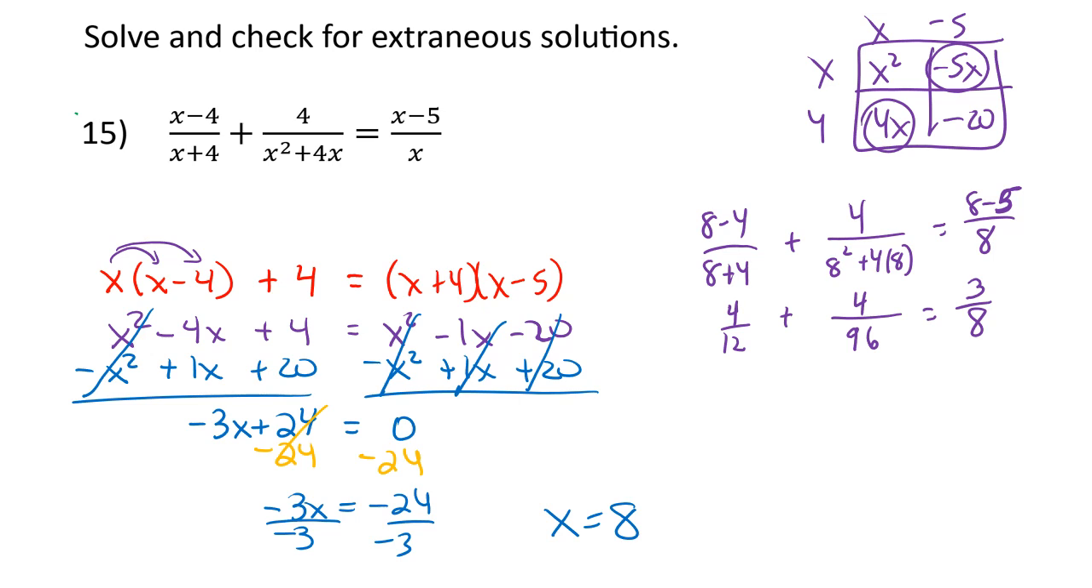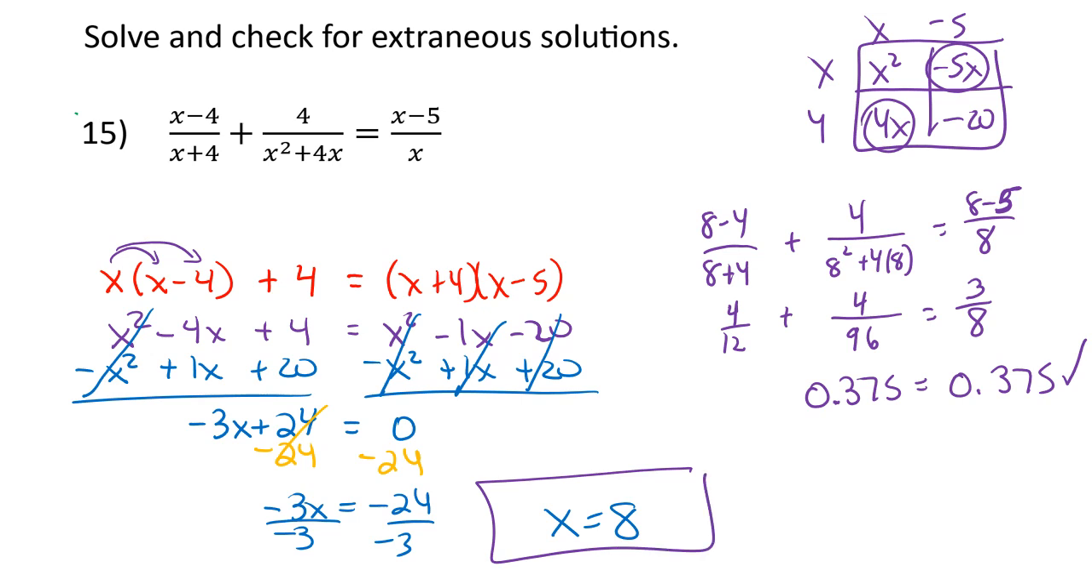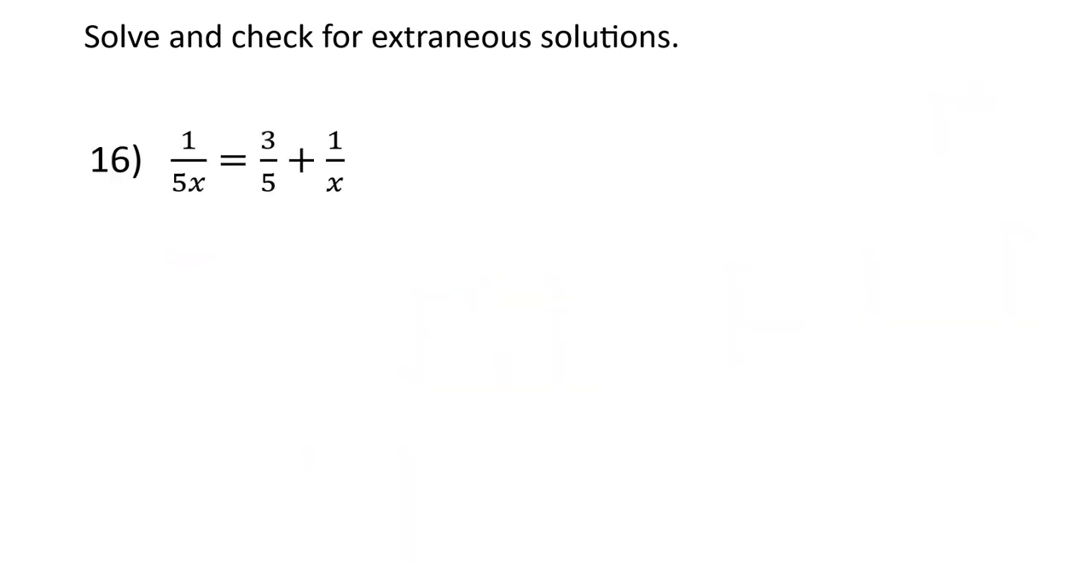I'm just going to use the calculator here and say, okay, if I have 4 over 12 plus 4 over 96, I get 0.375. 3 divided by 8 is also 0.375. They are the same numbers, so we know this is a solution. Okay, our next problem.